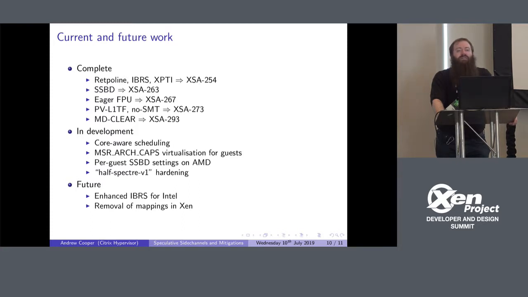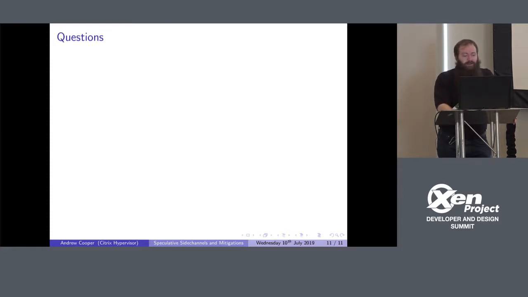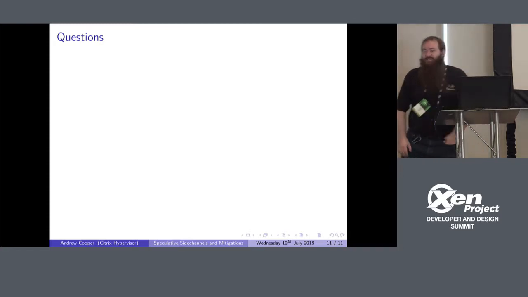MSR ARCH_CAPS is the control register that lets us tell hardware if it has to, either it's running on fixed hardware or alternatively cases where we tell it it's definitely not safe. Then there's half-Spectre V1 hardening, which is a work in progress to try and reduce the ability to leak data when hyperthreading is still enabled. A future work we've got is enhanced IBRS that no one has started yet. I'll get to that eventually. Also various mapping removals in Xen, which we had a presentation from Wei on earlier. So I suppose at that point, I should probably stop for questions.